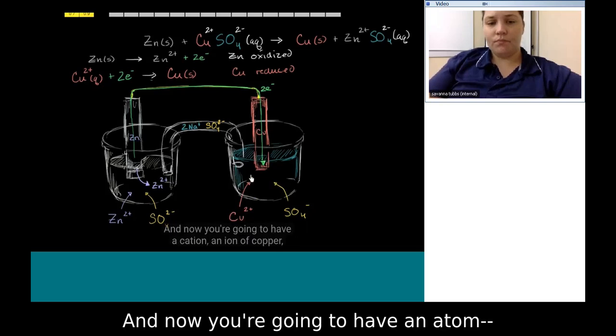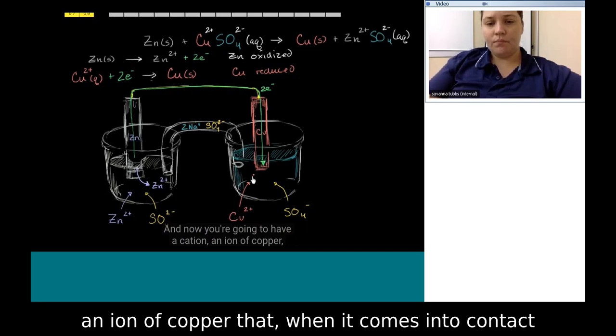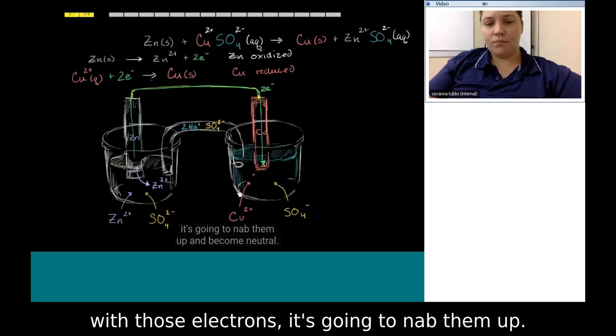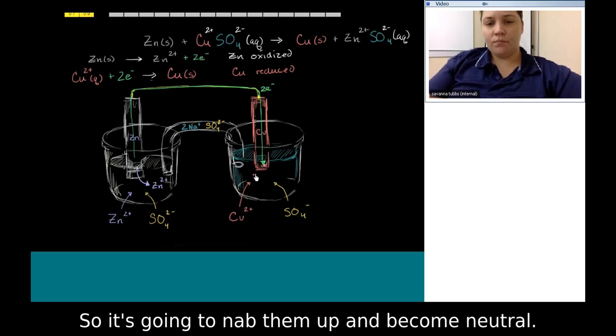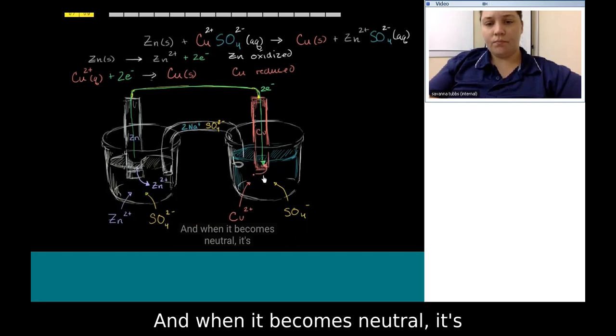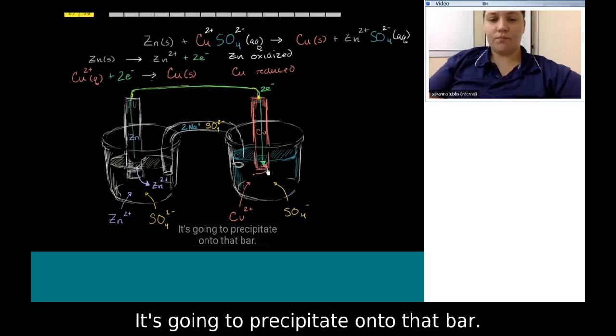And now you're going to have an atom, a cation, I should say, an ion of copper, that when it comes in contact with those electrons, it's going to nab them up and become neutral. And when it becomes neutral, it's going to precipitate out of the solution. It's going to precipitate onto that bar.